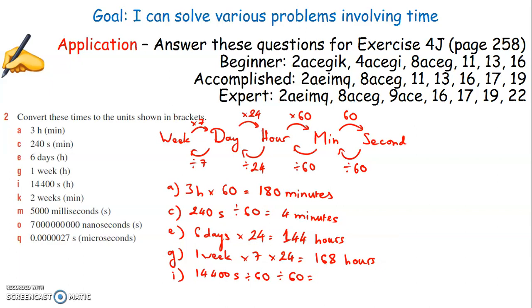Now, you can also do a shorter way, and that is to divide 14,400 by 3,600. Because if you times the 60 by 60, in an hour there are 3,600 seconds. So there are two ways of doing this, all right? And that should give you 4 hours.